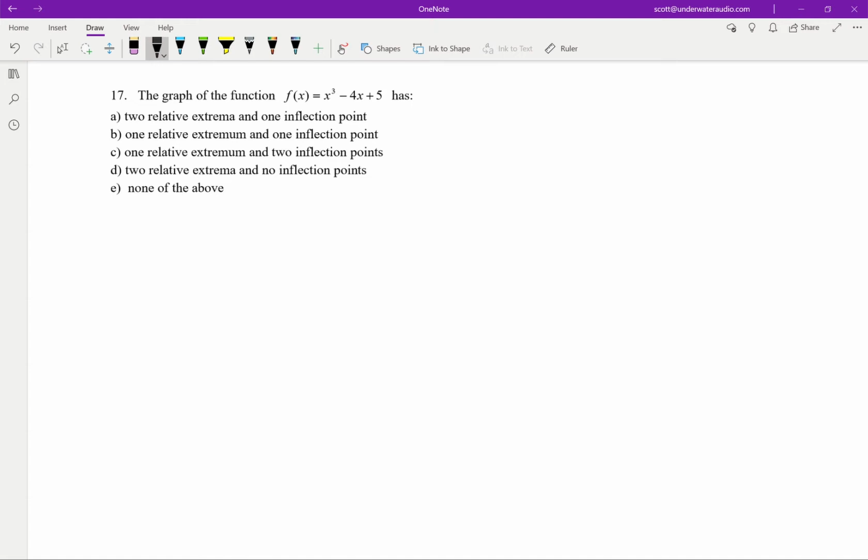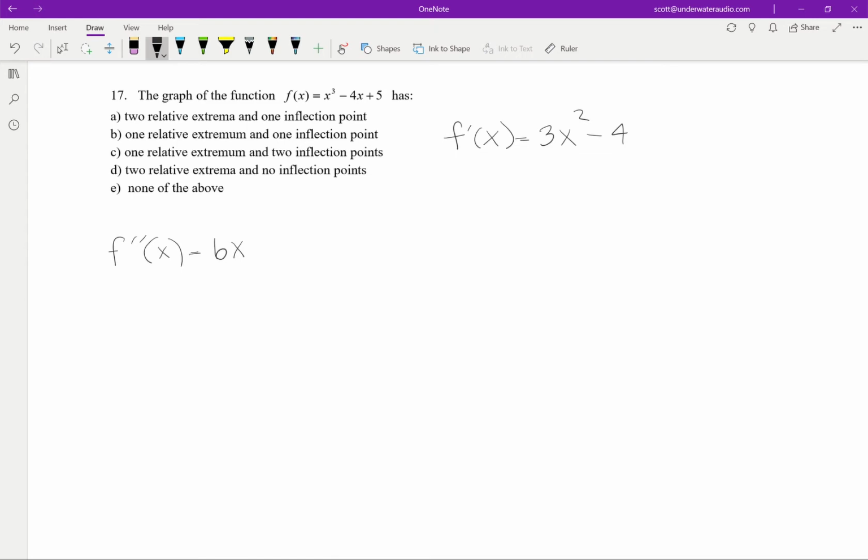In order to figure that out, I am going to need to take a derivative and a second derivative. The first derivative is just the power rule: 3x squared minus 4. Derivative of 5 is 0, so we're good there. I'm going to put the second derivative over here, because it's asking about relative extrema, so I need to find the critical points, and it's also asking about inflection points, so I need to find where the second derivative is equal to 0. The second derivative would be 6x, and the derivative of 4 is 0, so that just goes away, which is very nice.